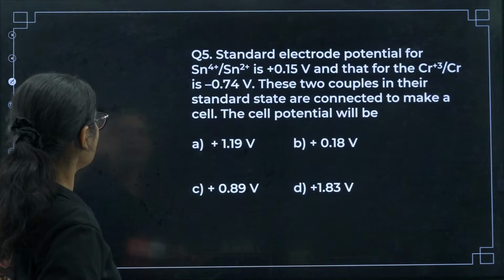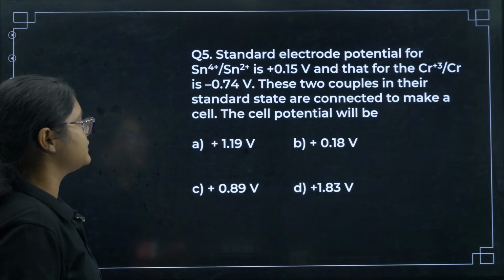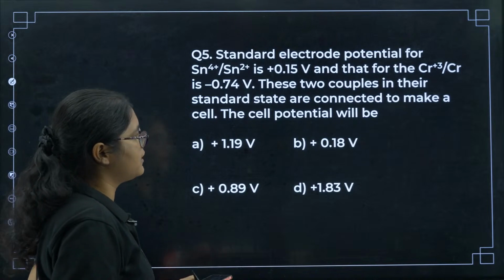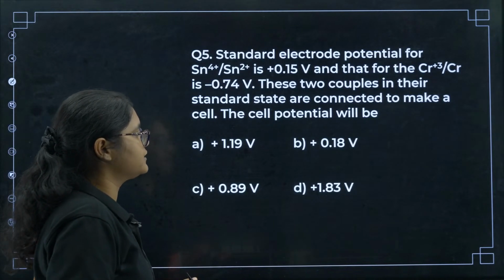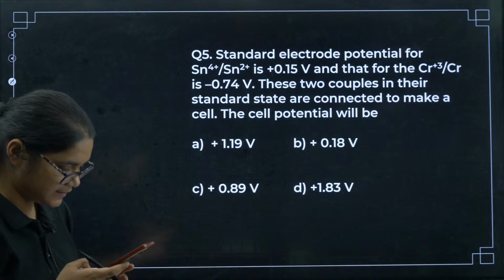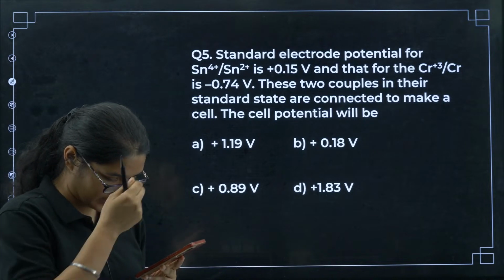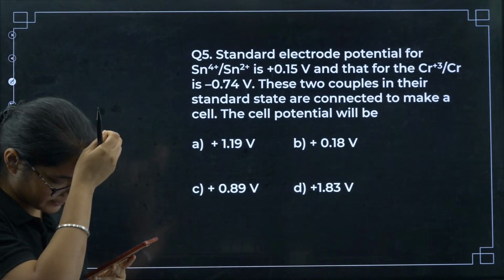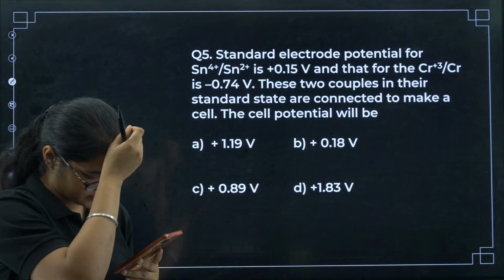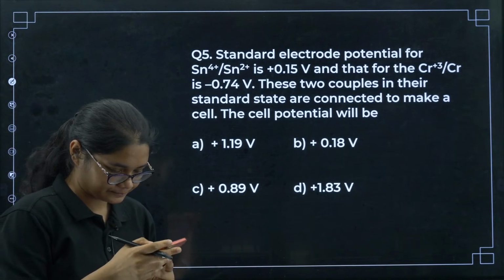Okay, next, standard electrode potentials for Sn4 and chromium are given. So you have to calculate the cell potential. Again, very direct and easy question. Cell potential we have to calculate. Yes, quickly do the question, students, quickly. Very easy question. Quickly solve it and tell me.